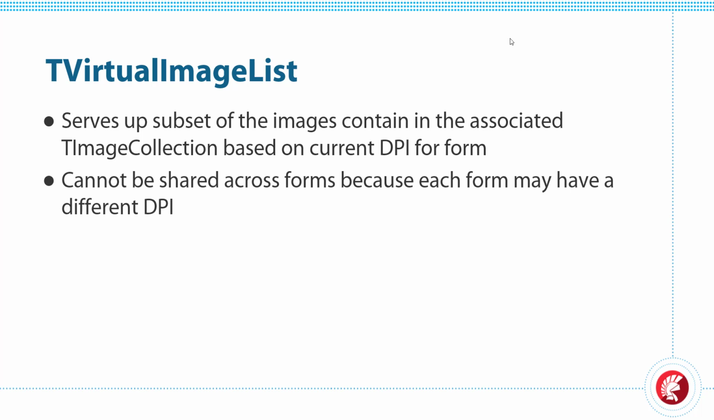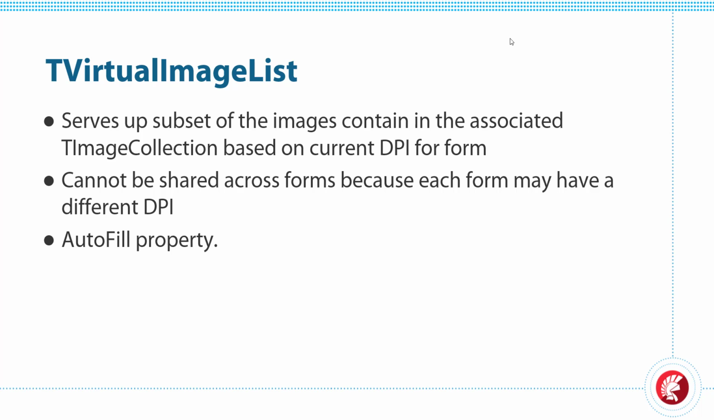Now, one of the things to note is that because the virtual image list detects the current DPI of the form that it is placed on, or the monitor, you cannot share this across forms. So you don't want to put your virtual image lists in a data module, for example, or just the main form, because you might have a secondary form on another monitor and the primary form is on the main monitor, and it will have a different DPI value. And if that happens, the bitmaps, or the images from the image list, won't necessarily render correctly.